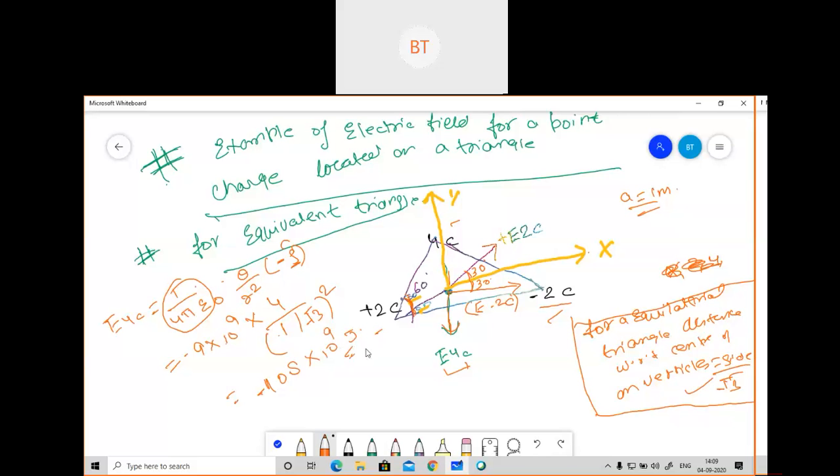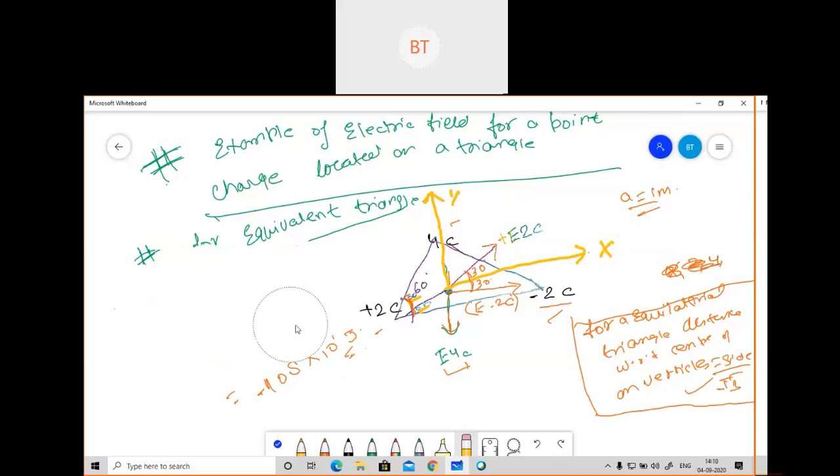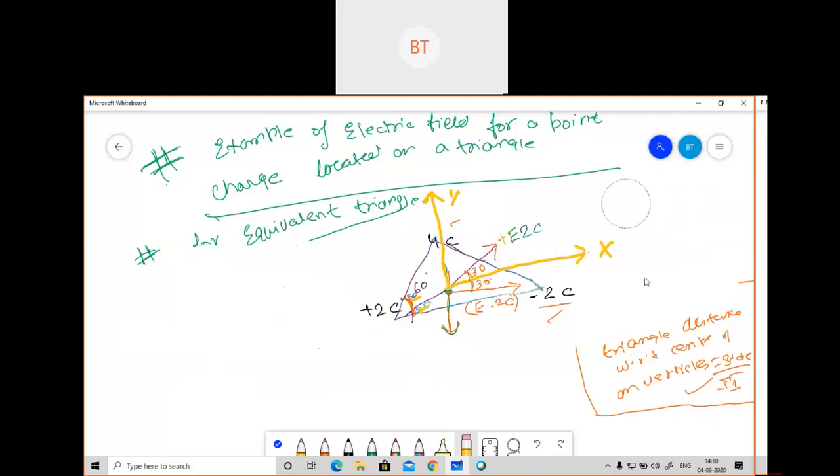So how to write for plus 2c and minus 2c? I think I'm also writing here parallelly. You also try. Let me see how many of you can do it. Try by yourself also. If you have understood plus 4c, you can write plus 2c also and minus 2c also.